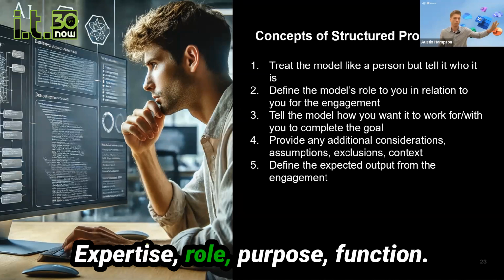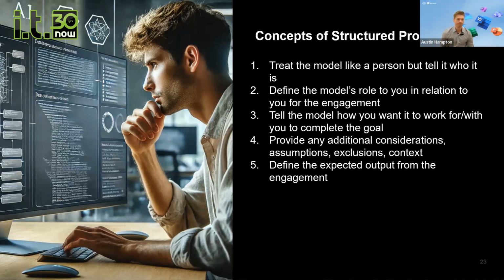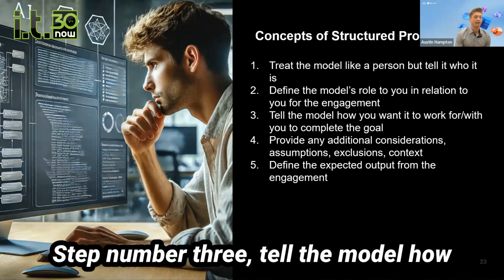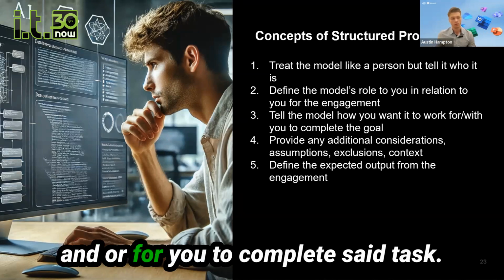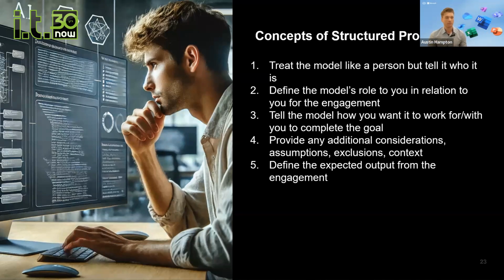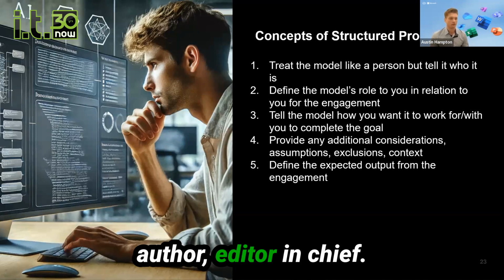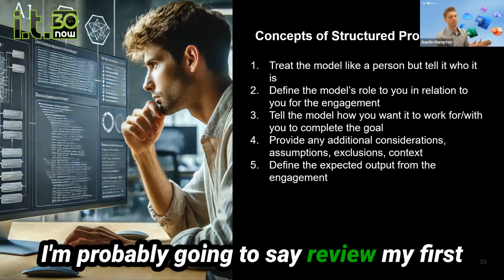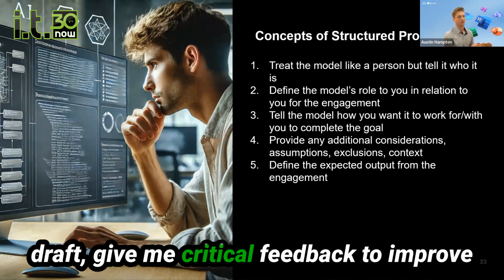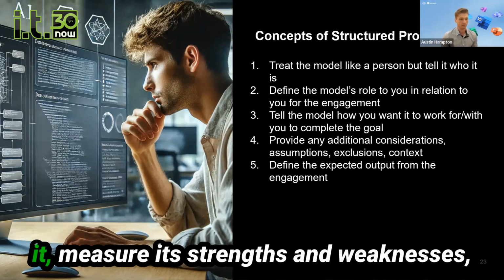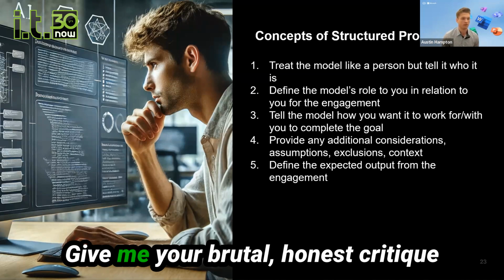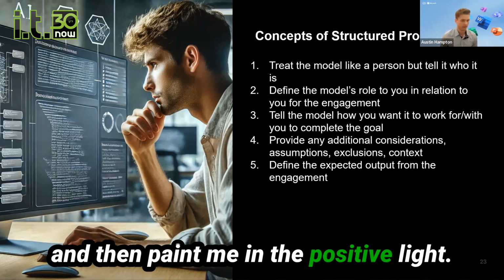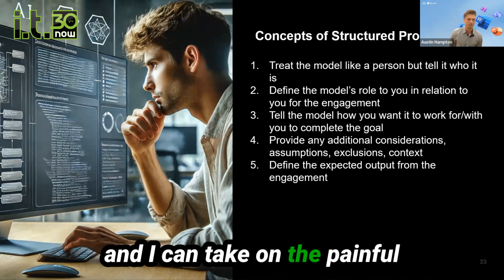At its most fundamental: expertise, role, purpose, function. Step number 3, tell the model how you want it to work with or for you to complete said task. If it's a Pulitzer Prize winning author, editor-in-chief, I'm probably going to say, review my first draft, give me critical feedback to improve it, measure its strengths and weaknesses, and then steel man your argument. So give me both sides. Give me your brutal, honest critique, and then paint me in the positive light. So my ego isn't hurt too much, and I can take on the painful things you're going to say to me.